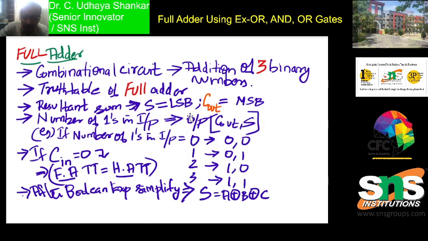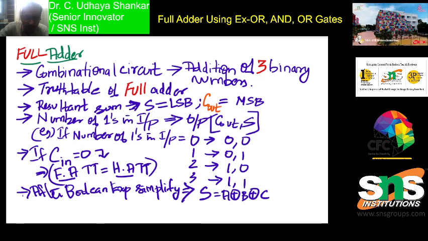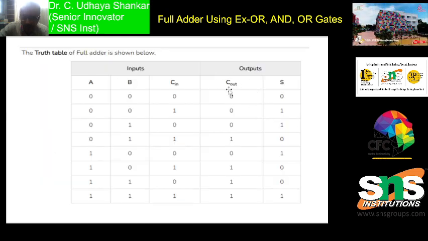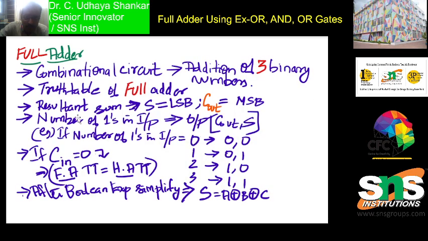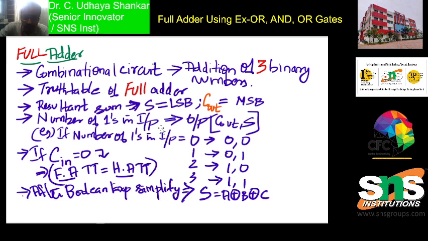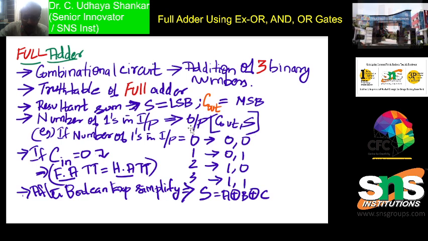So the truth table we have discussed. The resultant sum, that is S, is nothing but the LSB and C out is nothing but the MSB. So this is the MSB, that is the most significant bit. S is nothing but the least significant bit. So the number of ones in the inputs is the thing which is going to decide the output actually. For example, we have to count the number of ones in the input.